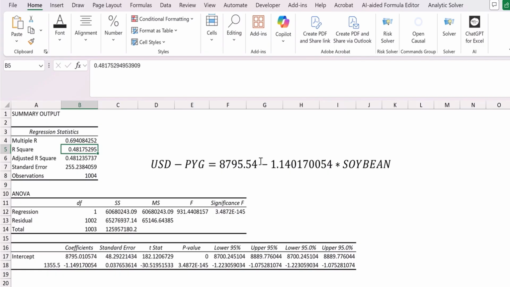In the next video, I will be examining the relationship between the US dollar and the PYG, the guaraní, and cotton prices. And then in a third video, I will estimate a multivariate model, including both commodities, soybean and cotton, simultaneously. So this will allow us to assess whether soybeans and cotton have independent effects on the exchange rate or whether one commodity dominates the relationship.